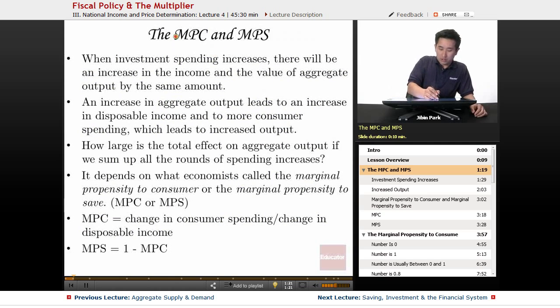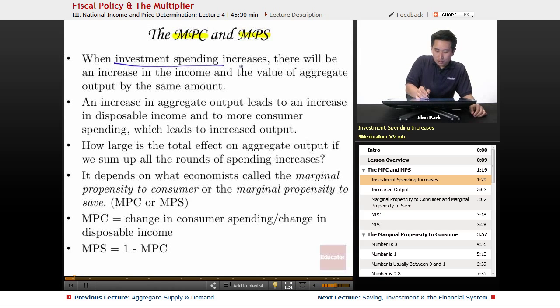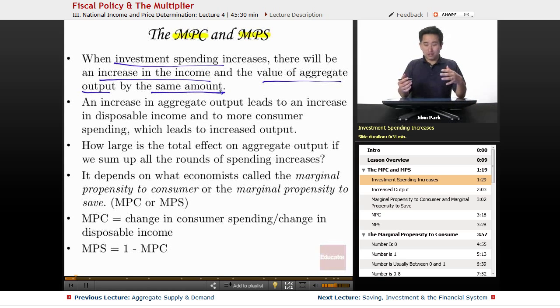So we're going to look at the MPC and MPS, which stands for the marginal propensity to consume and the marginal propensity to save. All right, so when investment spending increases, there will be an increase in the income and the value of the aggregate output by the same amount. Okay, so when they're spending, it makes sense. It's someone else's income, and basically the whole idea is that it doesn't stop there.